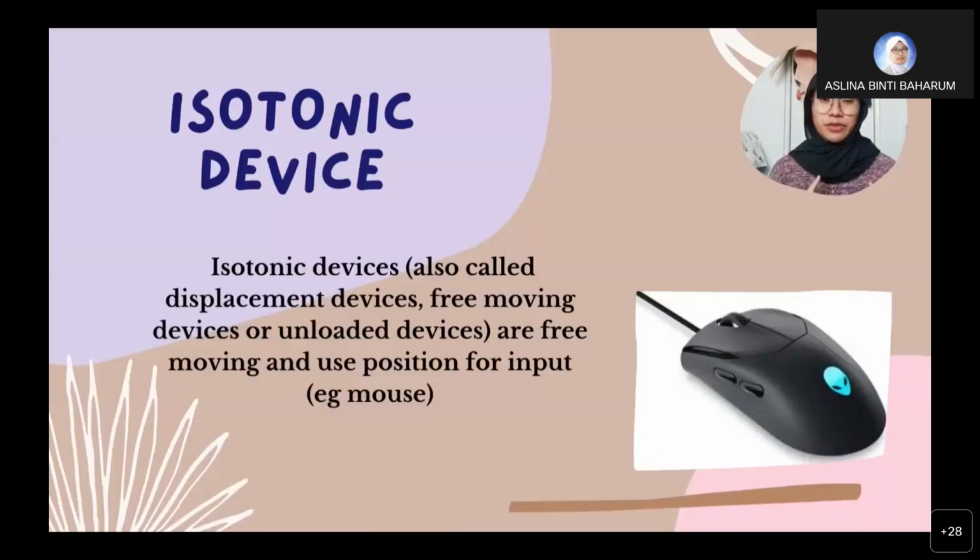Touch and control peripheral devices are divided into three. The first one is isotonic devices. Isotonic devices are also called displacement, free-moving or unloaded devices. These devices are movable and measure their displacement. Examples of isotonic devices are the mouse, pen, and human arm.